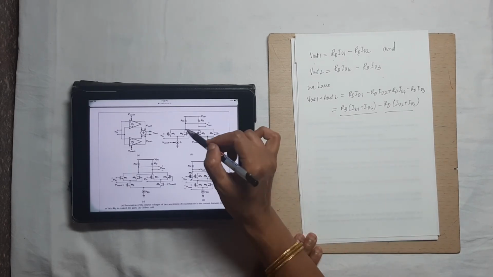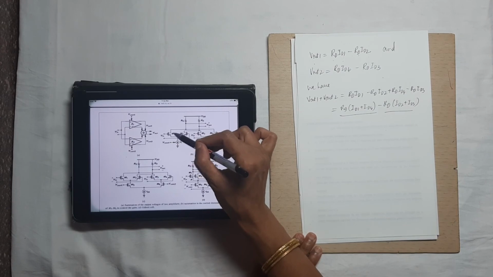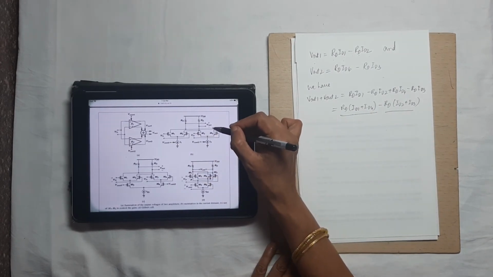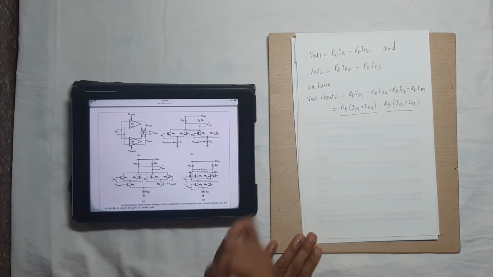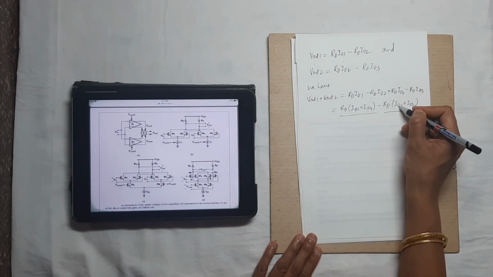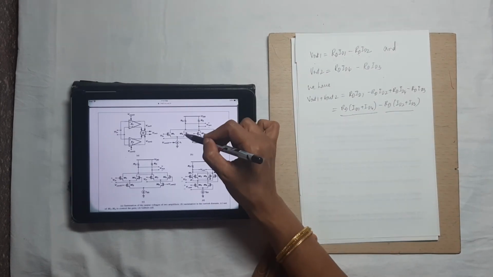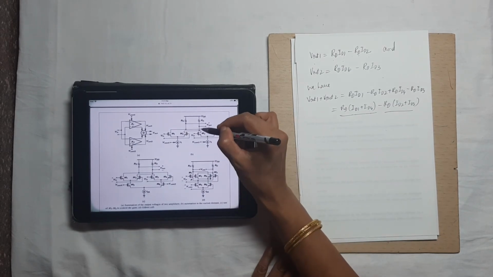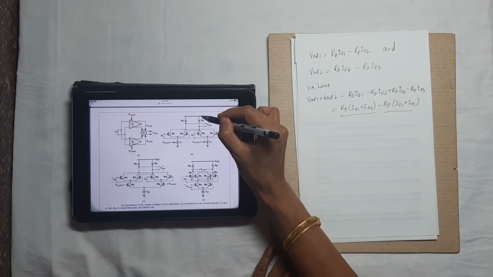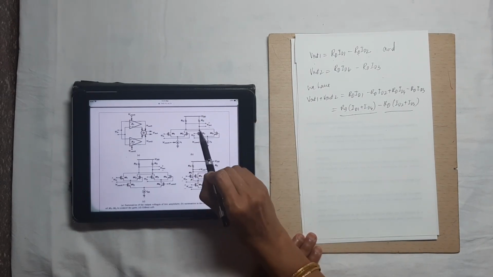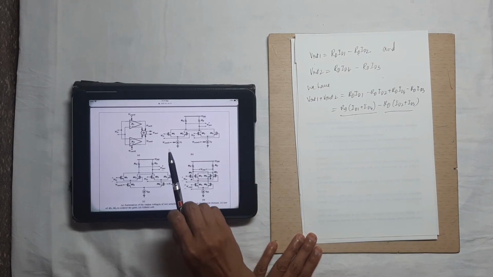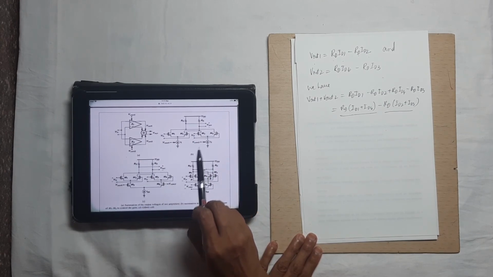Therefore, this M1 carries ID1 and M4 carries ID4. These two are connected together, giving ID1 plus ID4, and it is given to one RD. Similarly, ID2 and ID3 are added. ID2 is the current flowing through this and ID3 is the current flowing through this. These two are short circuited and it is given to one more RD resistance and then VDD. From these two points we are taking the output voltage, and these two circuits have the control voltages of Vcont1 and Vcont2.